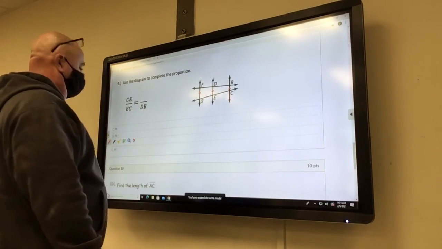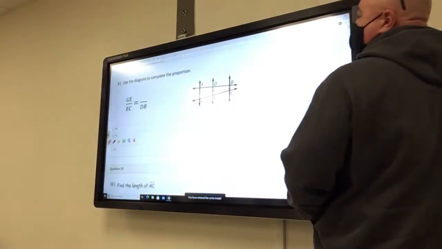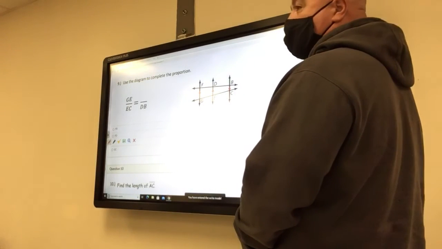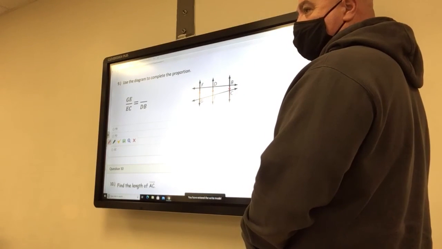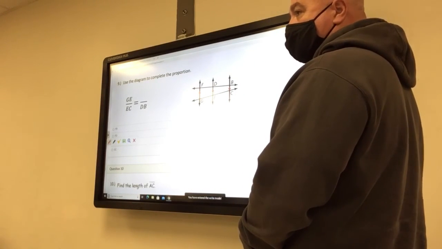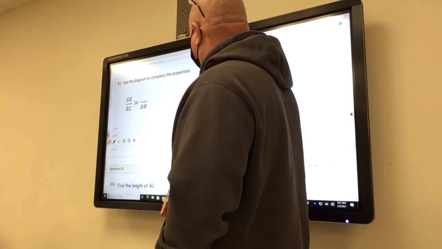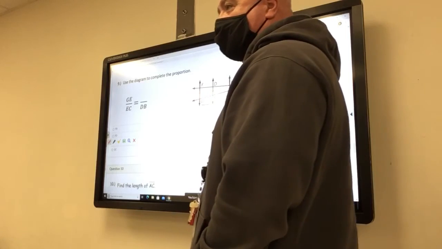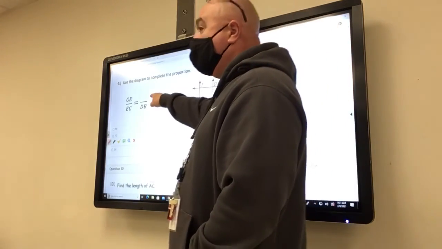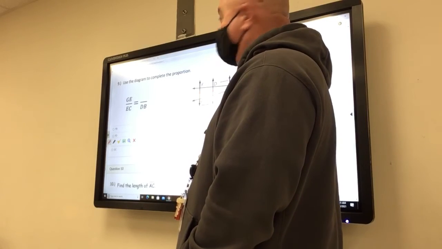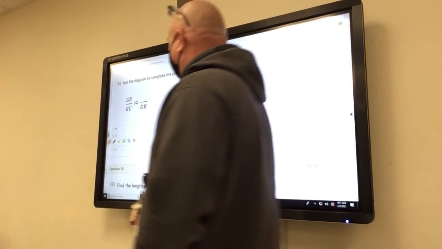Number 9. Use the diagram to complete the proportion. All right, everybody pay attention. GE is to EC as something is to DB. FD.